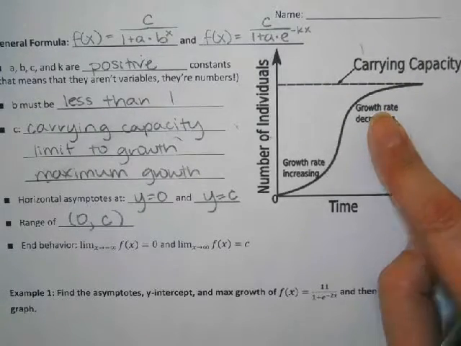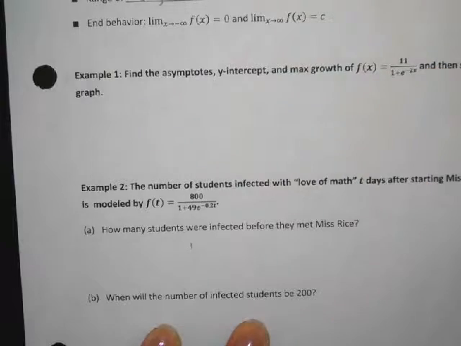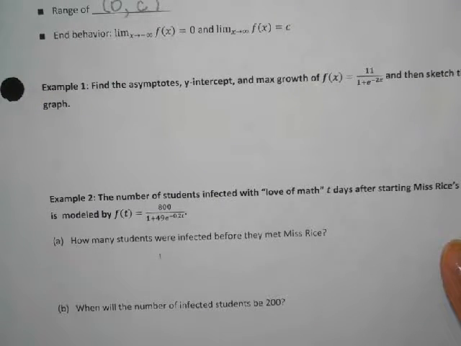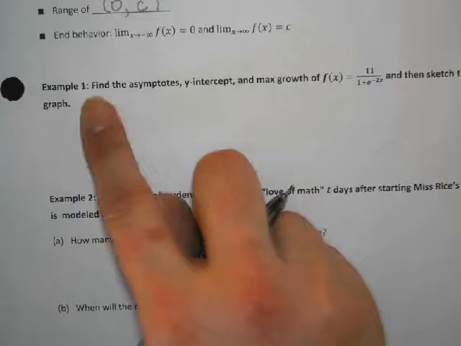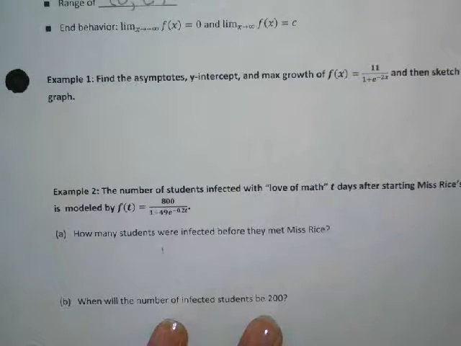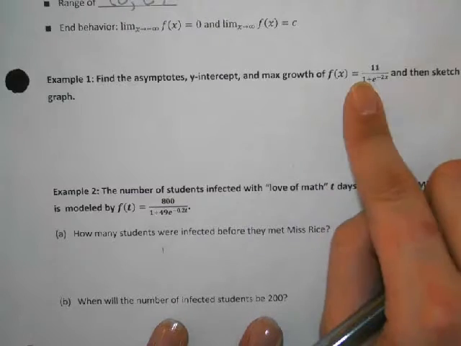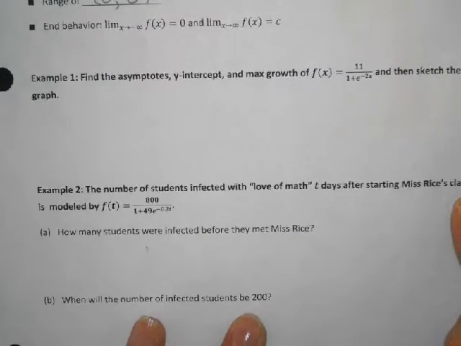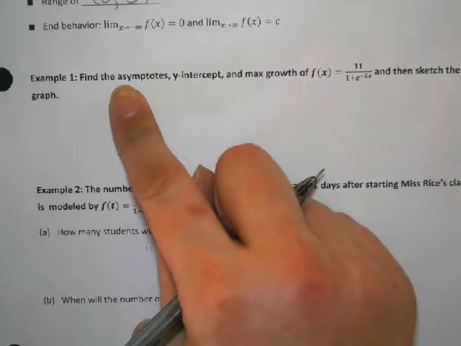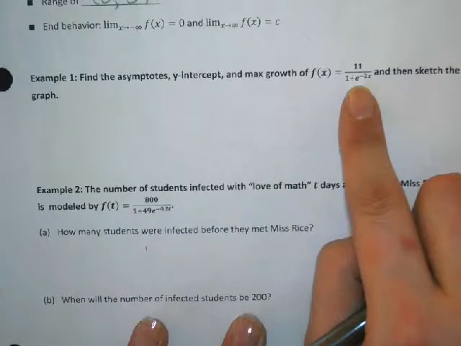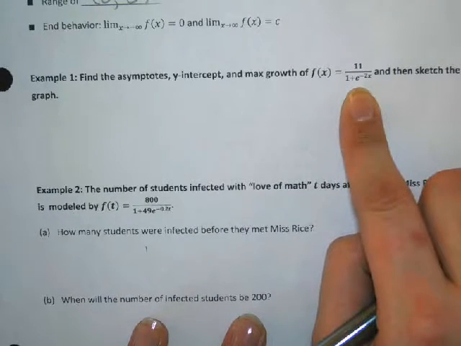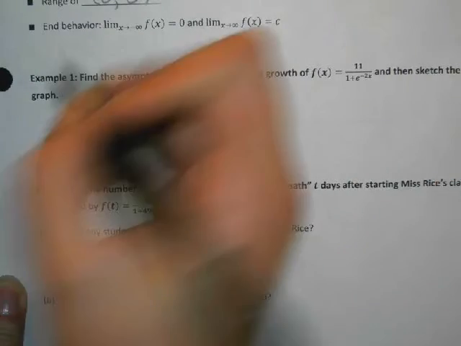All right, so let's go ahead and look at some examples of how to work with these equations. You're going to notice some things that feel a little bit similar to exponential functions, and some things that feel a little bit different, okay? So here in example 1, it says find the asymptotes, find the Y-intercept, and find the maximum growth. And then after we do those things, we're going to sketch a picture of the graph. So what are the asymptotes based on this function? Y equals 0 and y equals 11. Yep.